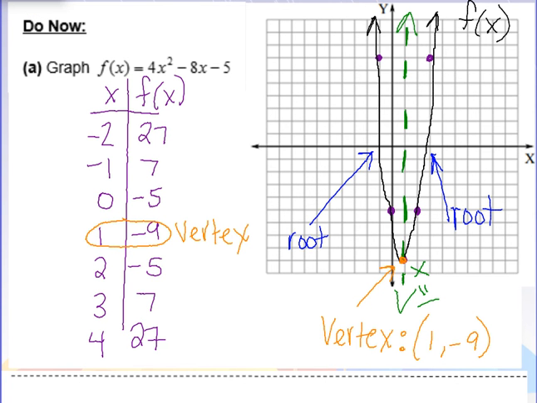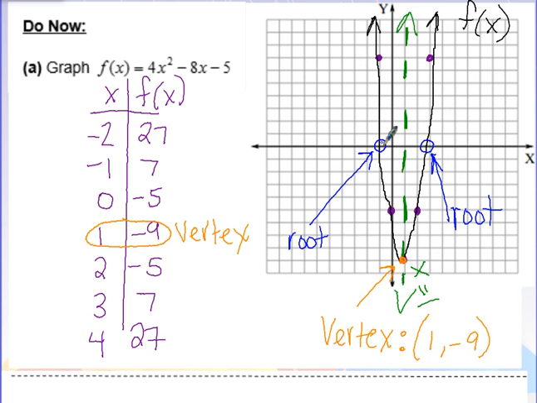Okay, so here's the graph of f of x, where the vertex is at (1, -9). The axis of symmetry is x equals 1. And I have two arrows here pointing to the roots. You'll notice here, depending on how you created your graph, that we don't actually know what this value is or what this value is for the roots.